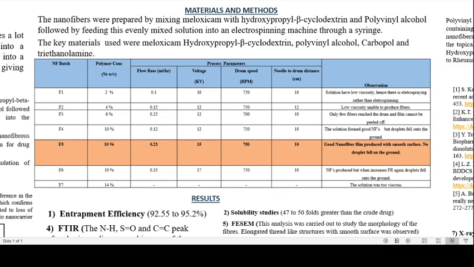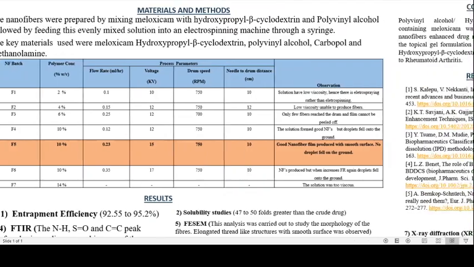And when the polymer concentration was increased to 14%, the solution was so viscous that pumping such a stream of the mixture was found to be difficult. So the fifth batch was very useful, and it was a successful batch giving a good nanofibrous matrix.